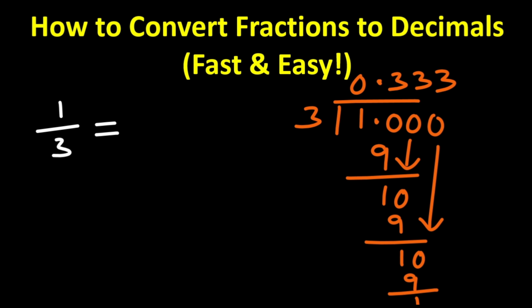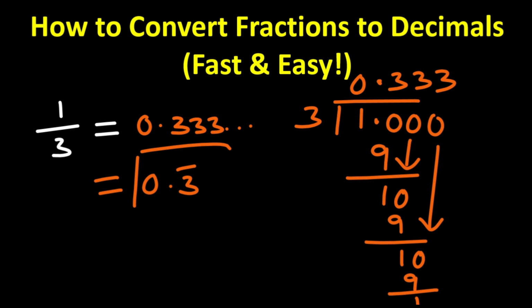What is the answer for 1/3? So that's going to be 0.333 and so on. As you can see that 3 is repeating. So you can put a bar on that, indicating that number is repeating. So the answer is 0.3 bar. So 1/3, the decimal value is 0.333 and so on, or we can say 0.3 bar.